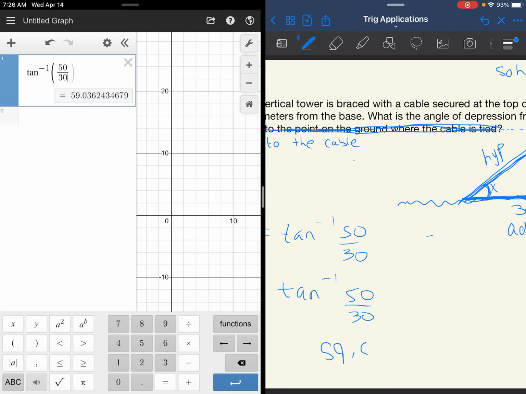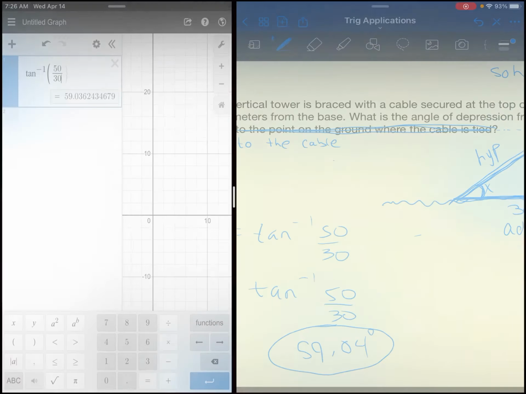I'll go ahead and round it to 2 decimal places. That 3 is going to go up to a 4 because the number after it's 5 or higher. 59.04 degrees. Okay? That's going to be the angle I was looking for.